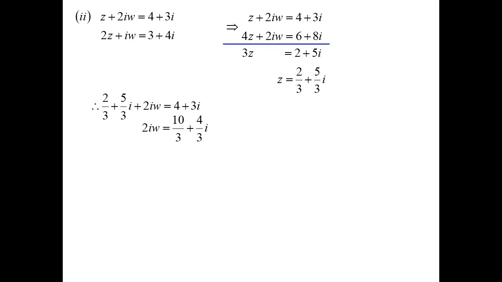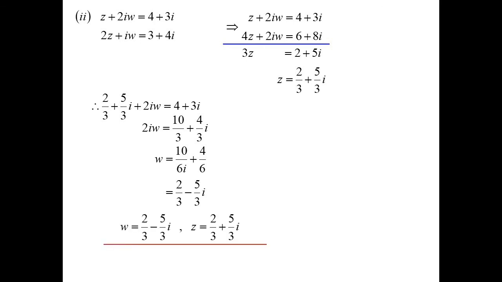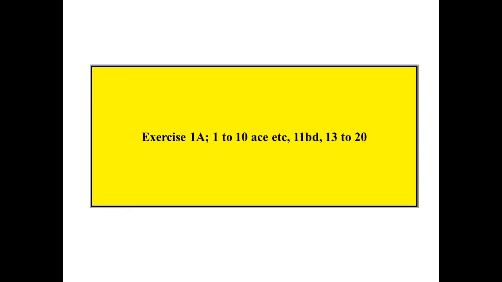We've got 2iw is 10/3 plus 4/3 i. Almost there. We don't leave it with the imaginary part on the bottom. We always realise the denominator. That's because of comparison. Because if I'm going to say imaginary part equals an imaginary part or something like that, I need to have it times i. I can't have it divided by i. So when I realise the denominator on that one, we get minus 5/3 i. So there's our two points.